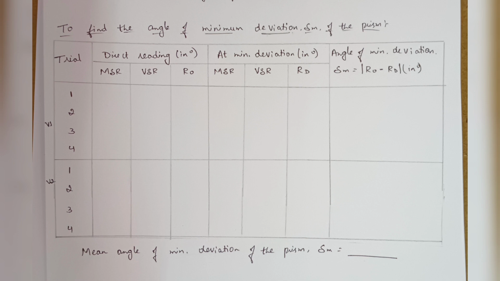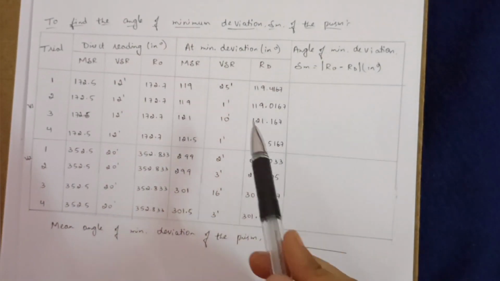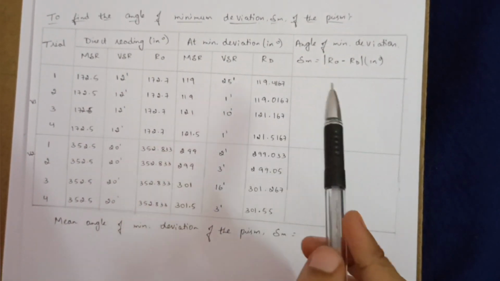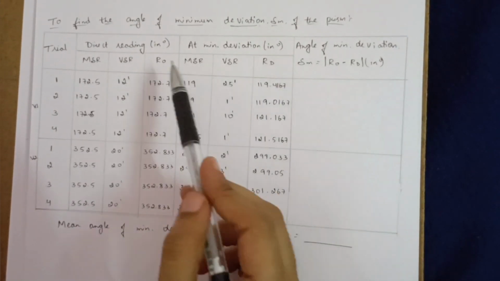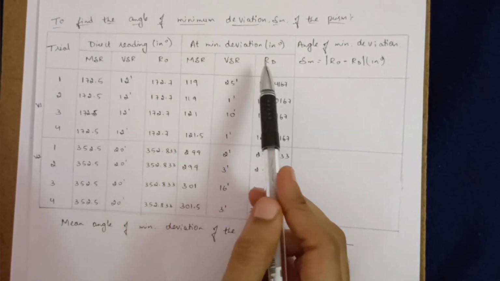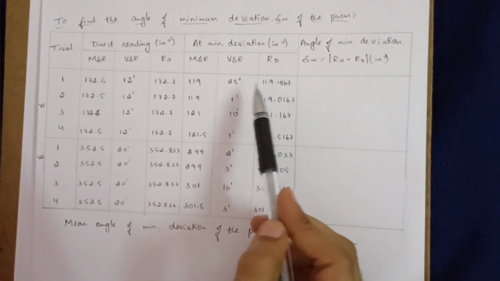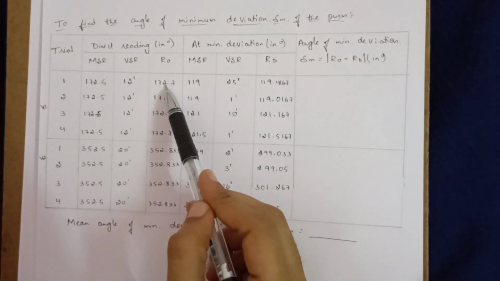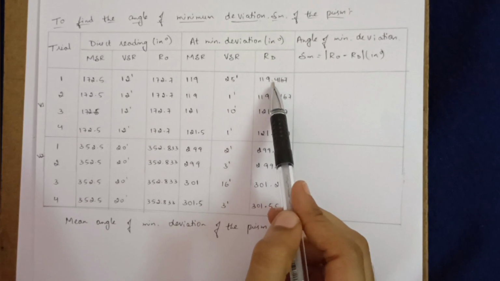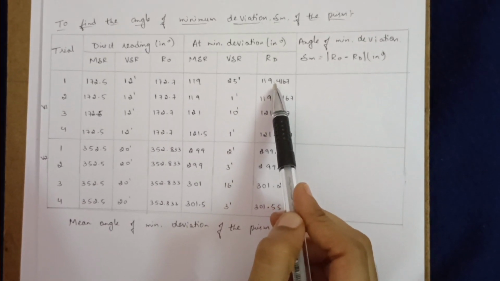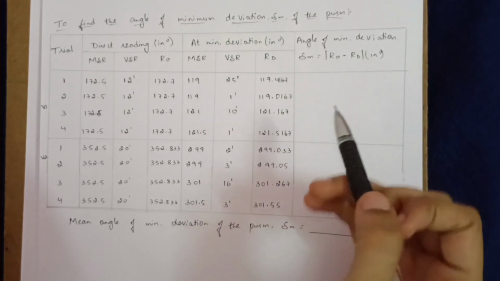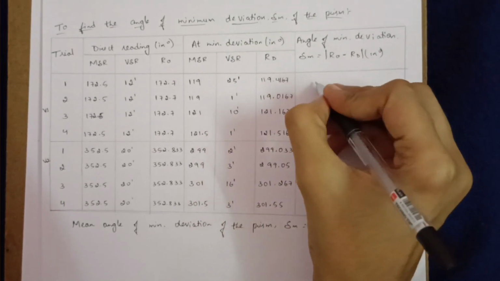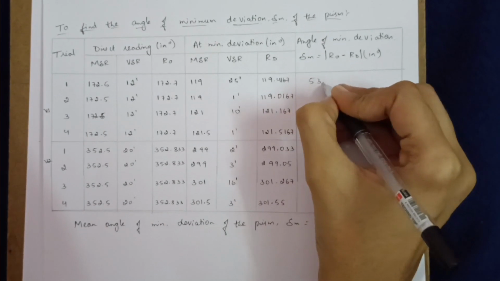This is the tabular column and these are the readings obtained from the experiment from both the vernier scales. The difference between R0 and RD gives us the angle of minimum deviation. Here R0 is 172.7 degree and RD is 119.1167 degree. The difference between these two is 53.2833 degree.